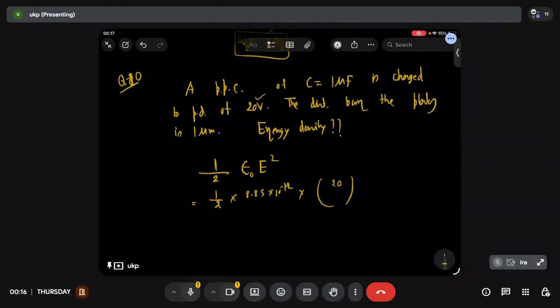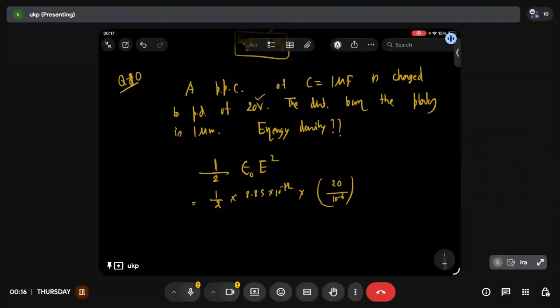20 divided by the separation between the two plates. What is the separation between the two plates given? 1 micrometer. Okay, 1 micrometer मतलब 10 to the power minus 6 meter. Simplify करो and tell the approximated value क्या आ रहा है. 1770 आ रहा है कुछ.